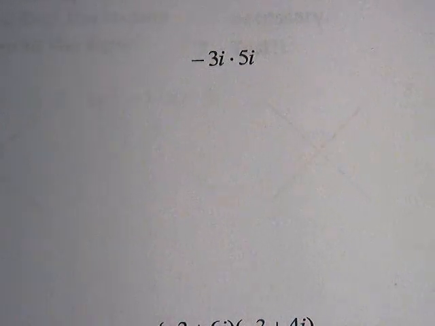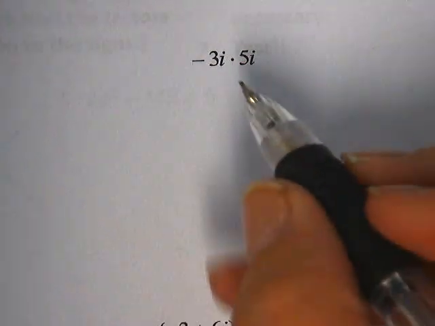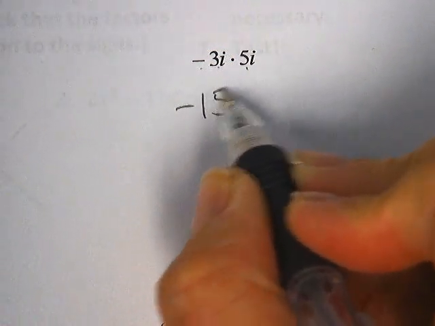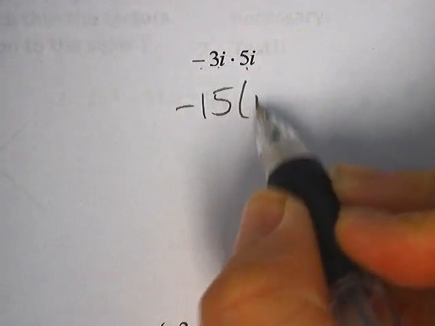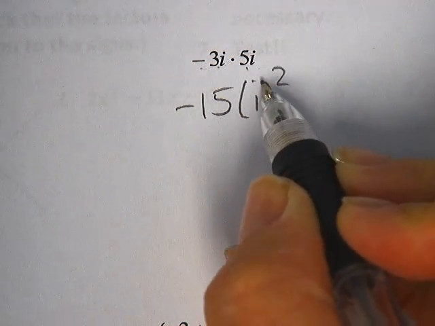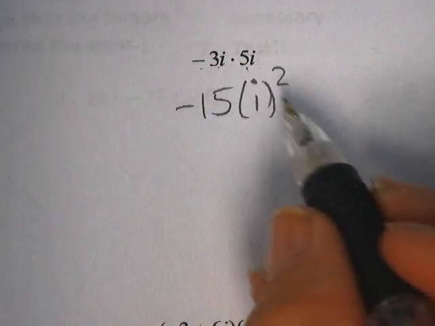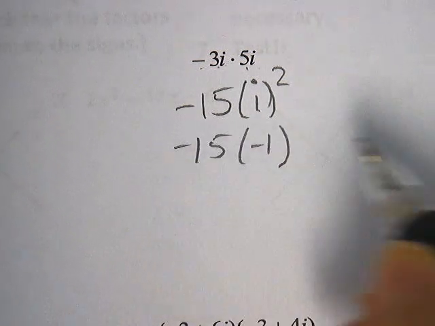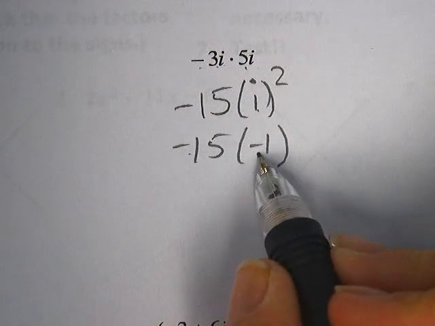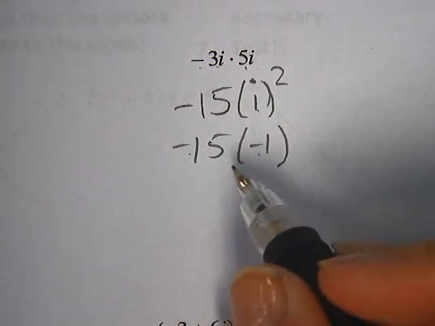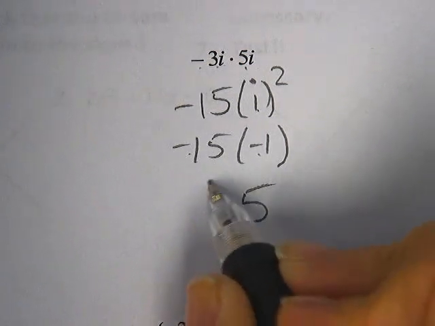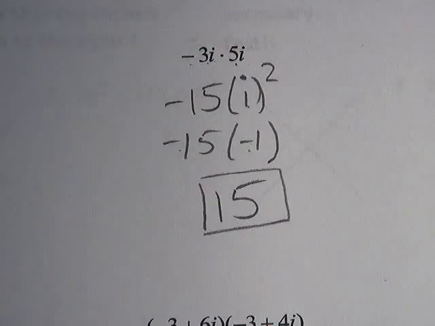Okay. What happens when we start with a negative in our problem? Nothing's different here. So negative 3 times 5 is negative 15. i times i is i squared. You don't need to put these parentheses; I'm not sure why I did that. But i squared, we're going to replace with negative 1. Negative 15 times negative 1. Remember, two negatives multiplied give you a positive, so that's positive 15. Again, that's your answer.